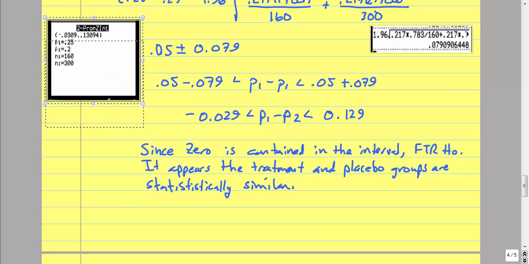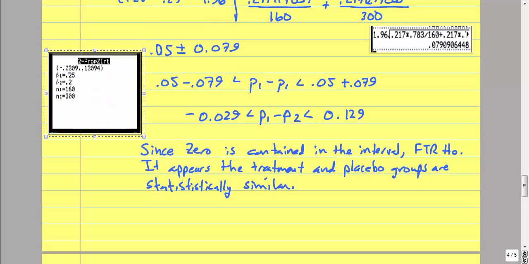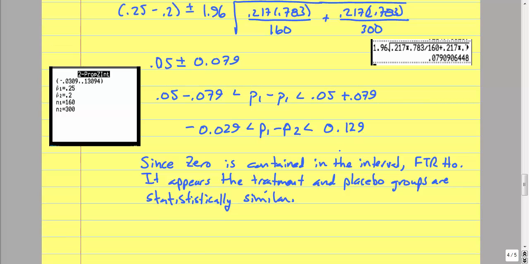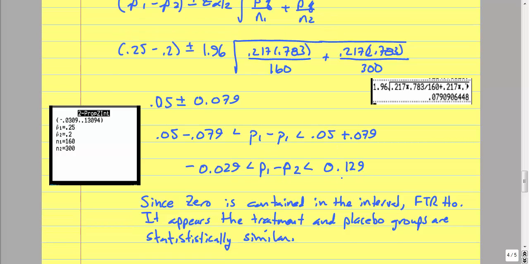Okay, so if we compare our confidence interval, we can see it's very, very close. My left endpoint here is negative 0.0309. That's very, very close to negative 0.029. My right endpoint is 0.13094, and this is slightly lower, 0.129. And again, the error comes into play with the interval I have because I rounded values up here. I rounded the 0.217 and the 0.783.